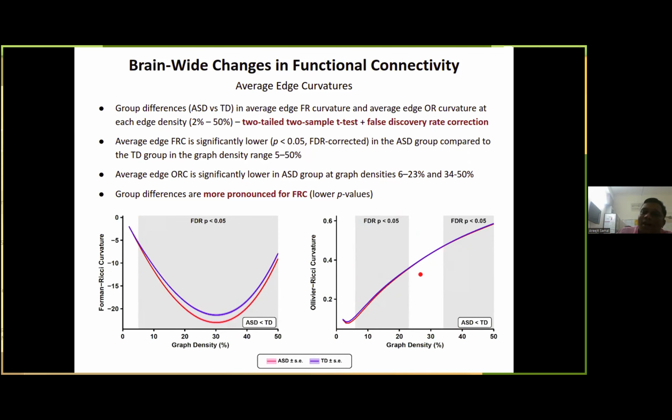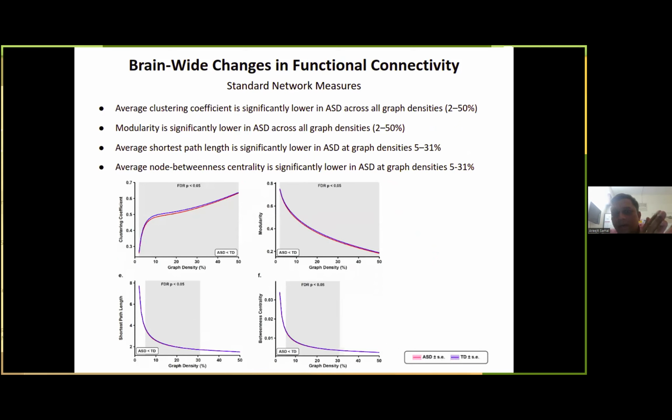You may ask, what about other standard network measures? Why should we go and apply discrete Ricci curvatures when you can do clustering coefficient or degree? We compared it against at least 5 to 6 other standard network measures. What we find is that the clustering coefficient is also less for autism spectrum disorder. The range of thresholds where this difference is significant is again similar to what we find for Forman-Ricci curvature. The same is true for modularity, but if you look at betweenness centrality, the significance is for a smaller range.